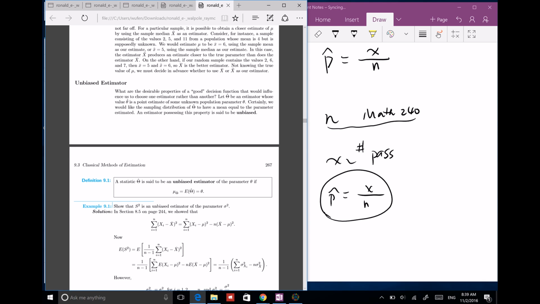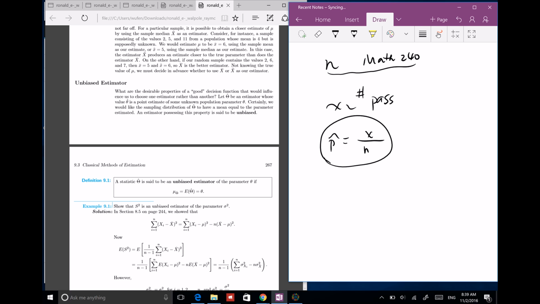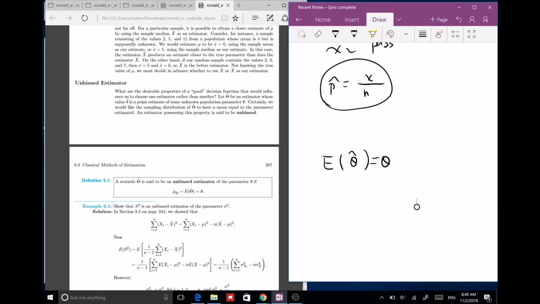So what are the desirable properties of a good decision function that would influence us to choose one estimate over the other? We want this estimator to be an unbiased estimator. Unbiased means that the expectation of the estimator, E of theta hat, equals theta. So they have exactly the same expectation, for example on the mean value. This means that the sampling estimator is an unbiased estimate of the parameter.